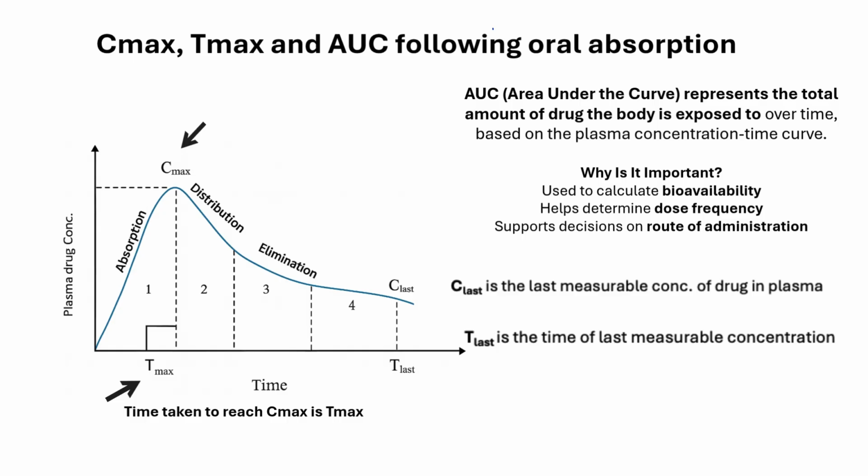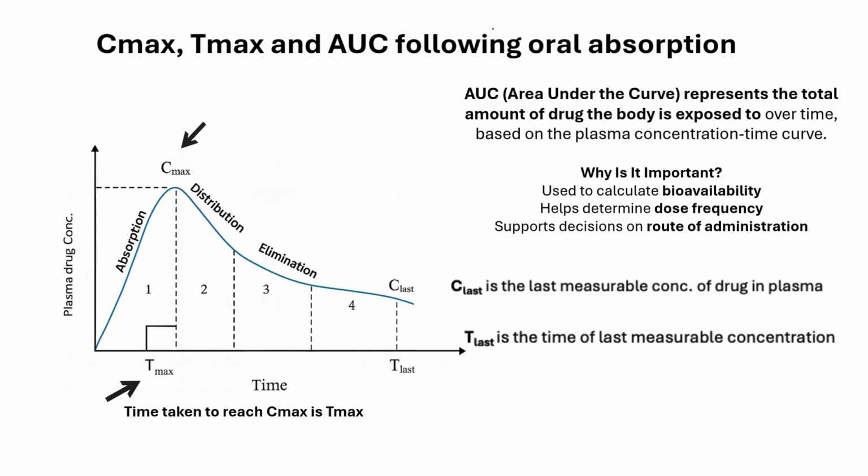For educational purpose, we can divide the pK curve into different segments 1, 2, 3, and 4. Segment 1 represents the absorption phase, where the drug concentration slowly rises in the plasma and reaches the Cmax. This can be represented by a right-angle triangle. Segment 2 represents the distribution phase, where the drug gets distributed into the tissues. This can be represented by a trapezoid. Segment 3 and 4 represent the elimination phase, and this can also be represented by the trapezoid.